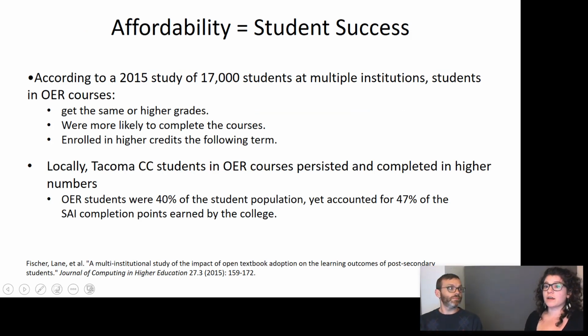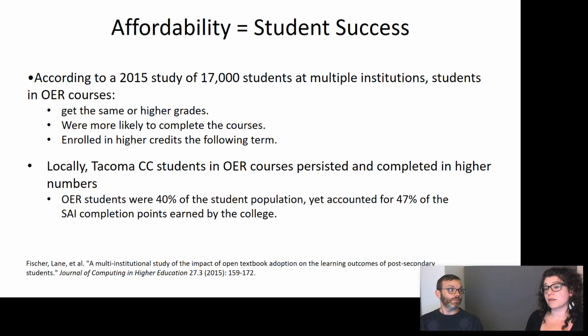There was some research done on what the relationship was between open educational resources and student success. And of 17,000 students they included in the study at multiple institutions, they compared students in OER courses, so students in courses with OER materials where the cost of the material was low or free, and students in courses with kind of traditional textbooks, same courses, different materials. And the students in the OER courses got the same or higher grades. They were more likely to complete the courses, and this was kind of interesting and unexpected. Students enrolled in higher credits the following term after being in a class with OER texts.